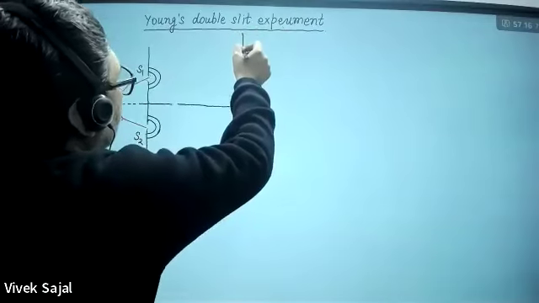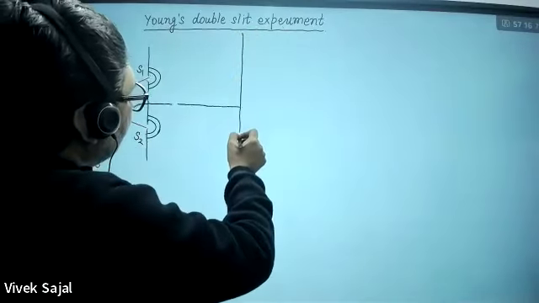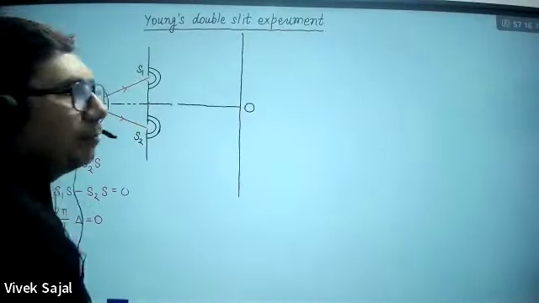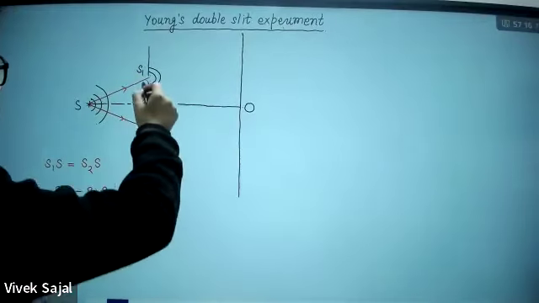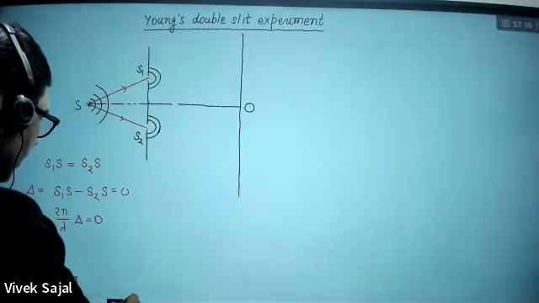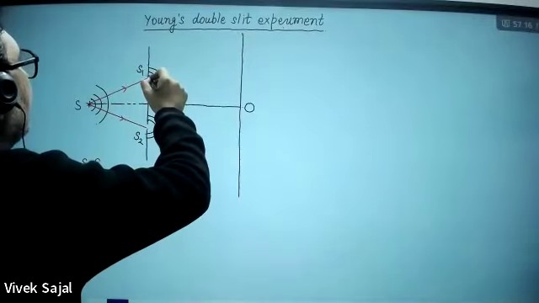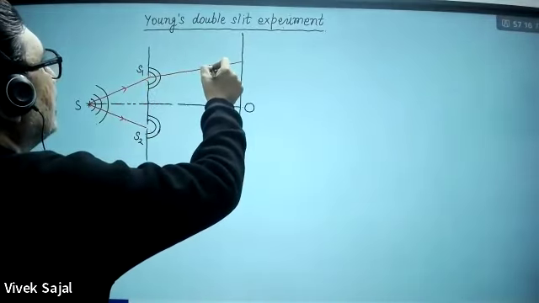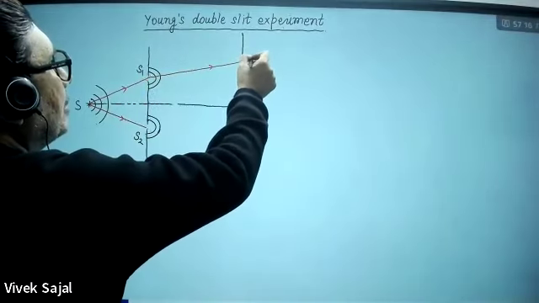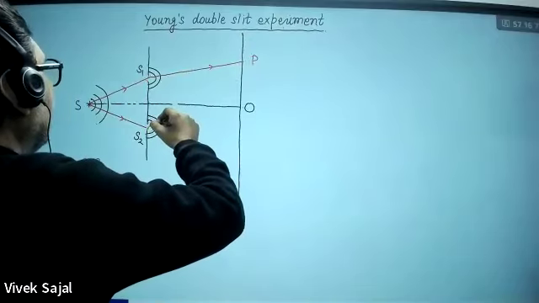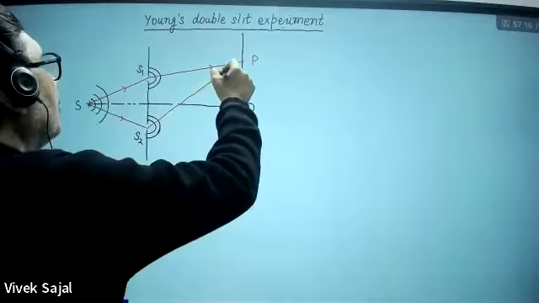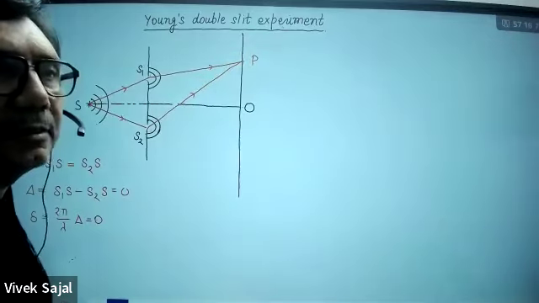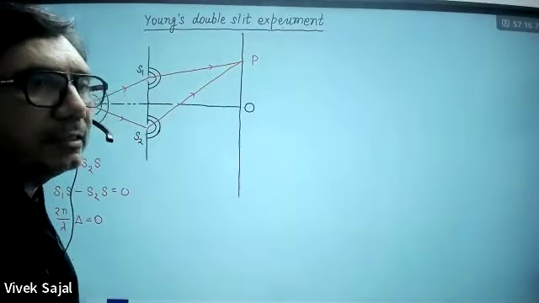We have placed a screen here. This is the central point of the screen. Now light from S1 and S2. Try to understand, light or wavefront from S1 is reaching at this point P, and the wavefront emerging from this S2 is also reaching at P.